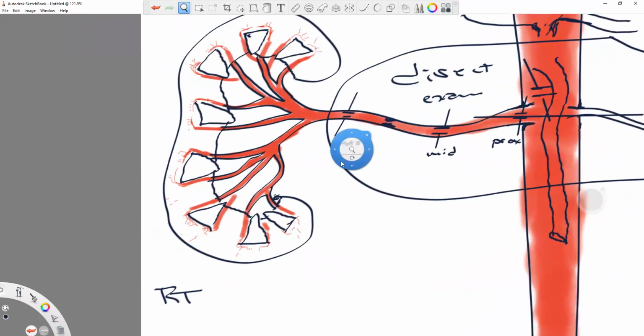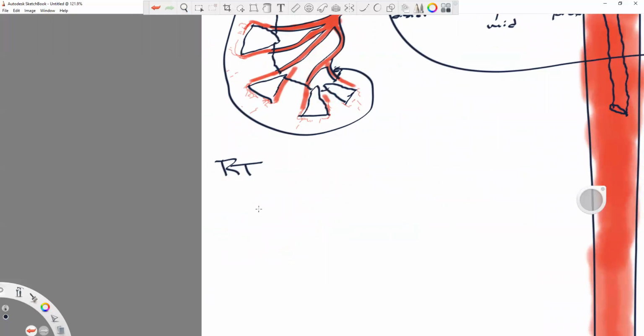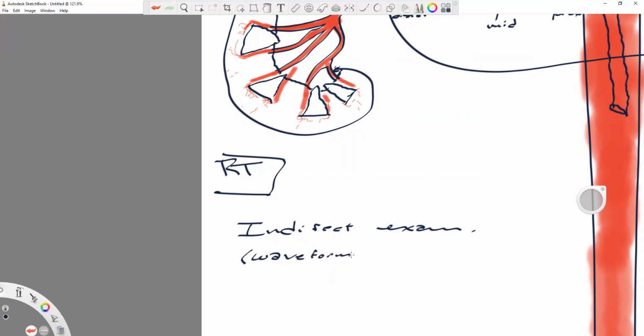So then we look at the kidney for the second part of the exam, which, as I've stated before, I think should be the first part of the exam. And that is the indirect exam. So let's write that down here. Indirect exam. This looks at basically the waveform.